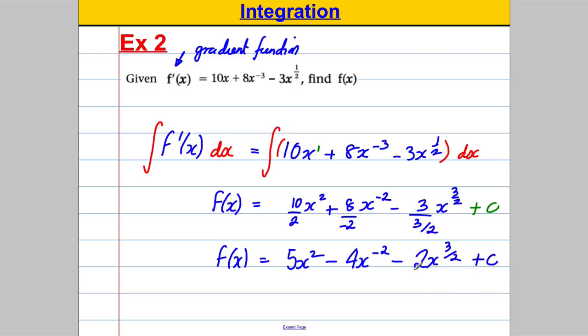If I differentiated this to check I got that, I know I'm right. If I differentiate f of x, I get f dashed x. If I differentiate 5x squared, I get 10x. If I differentiate this, I get 8x to the negative 3. If I differentiate this, I get negative 3x to the half. If I differentiate a constant, I get nothing. So I 100% know I'm right.